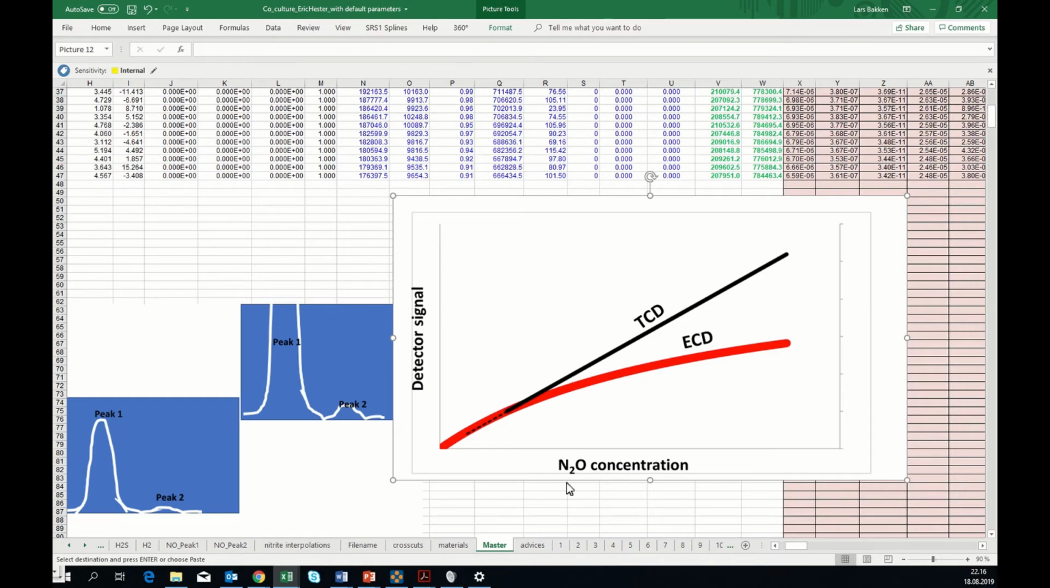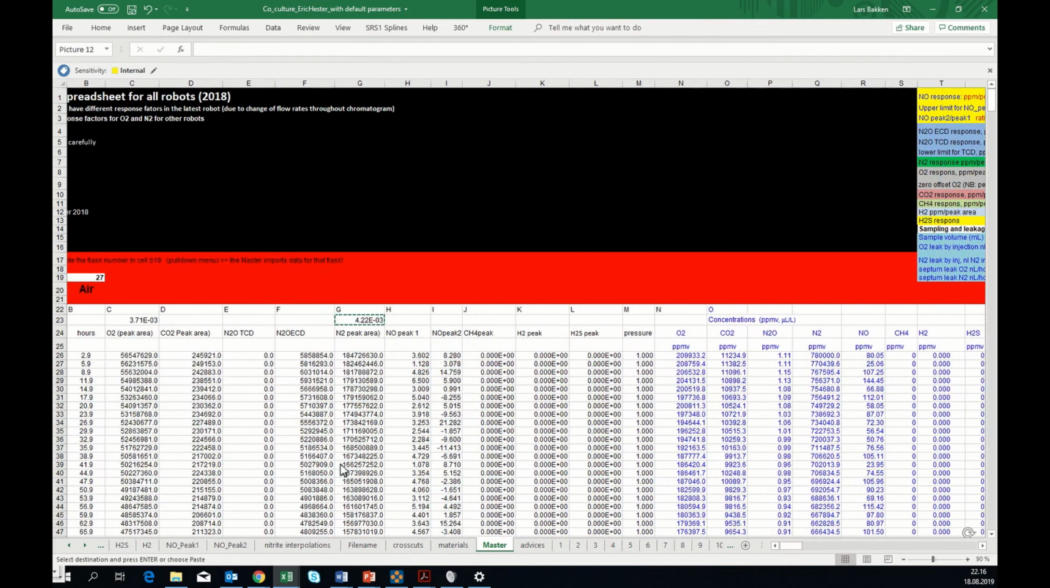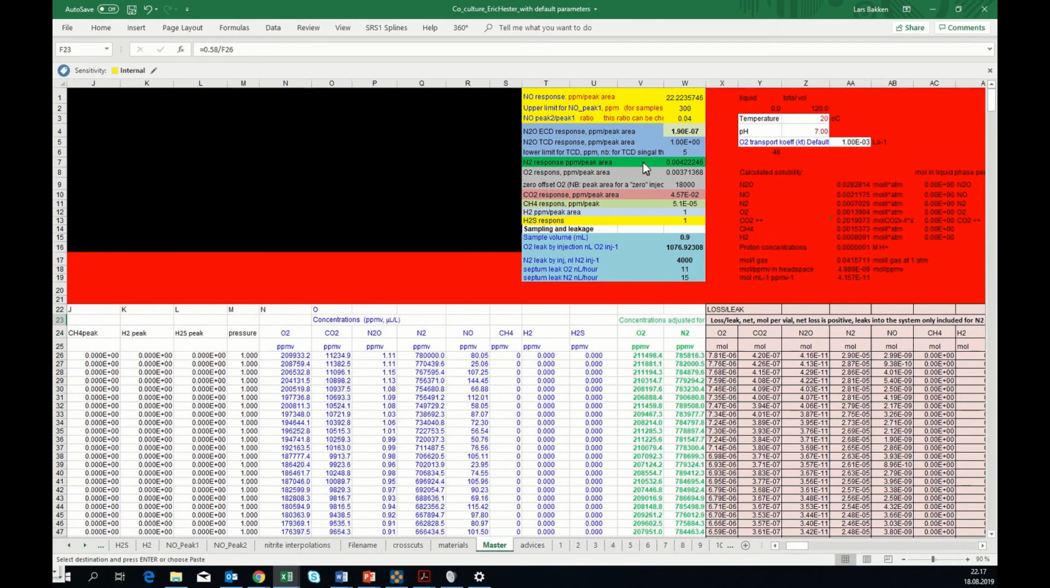And now we shall calibrate the ECD detector, because my air standard contains 0.58 ppm of N2O. And you can see that this low concentration is not detected by the TCD, but it is detected by the ECD. So we do the same exercise again, equal to 0.58 divided by the first peak area, and we get a response factor for the ECD. Copy that one, and you go to the ECD response, which is here, and again I repeat this over and over again, paste it in as value. Now we have 0.58 ppm of N2O to begin with, and then it's going down with dilution as we would expect.